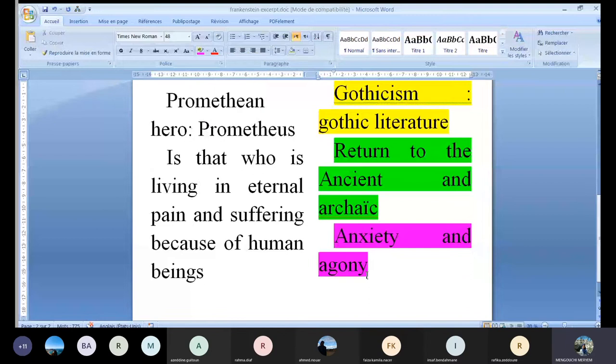So the aspects of Gothicism that we know so far are the return to the ancient and the archaic, and anxiety and agony. What else do we know about the beast? What else do we know about Frankenstein, the novel? Okay, we're going to find all these aspects of Gothicism as we start the analysis. That is, as we move on with the analysis, you will be exposed to each of these, and you will be able to speak about them or to extract them on your own and speak about them. Okay.